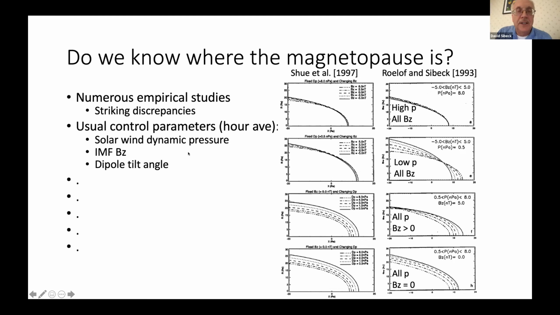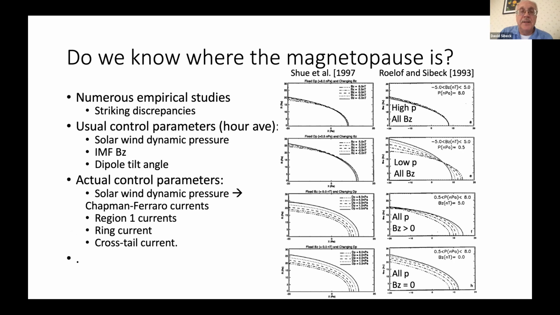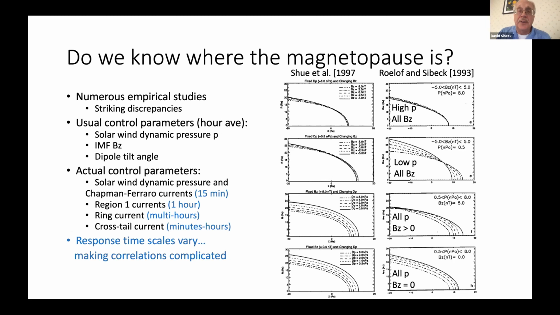What we usually try to do is determine the magnetopause location using hourly average solar wind parameters of the solar wind dynamic pressure, IMF-BZ, and sometimes dipole tilt angle. But since the magnetopause lies at rest where magnetosheath and magnetospheric pressures balance, and magnetospheric pressures are mostly magnetic, and magnetic pressures are due to magnetic fields, and magnetic fields are due to currents, it might be better if we were looking at magnetopause locations as a function of the Chapman-Ferraro current strength, or the region 1, or the ring current, or the cross-tail current. And all of those have different response times to solar wind variations, ranging from minutes to hours. So it's a complicated business, and you've got a lot of work to do if you're really going to predict the magnetopause at any given time.